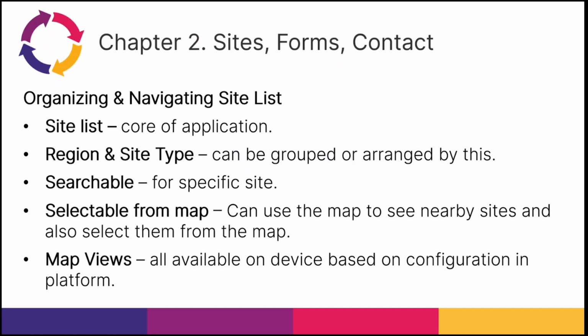Okay, so now we're going to move on to what you can do in the mobile application. After you've synced and you're set up to work offline, the meat and potatoes of the application is built around the site list that you see as a user, and you can interact with that site list in a few different ways. You can search it by name, you can group it by regions and site types. You can also go on the map that's built into the application, and you can click the site that you're trying to select on the map.